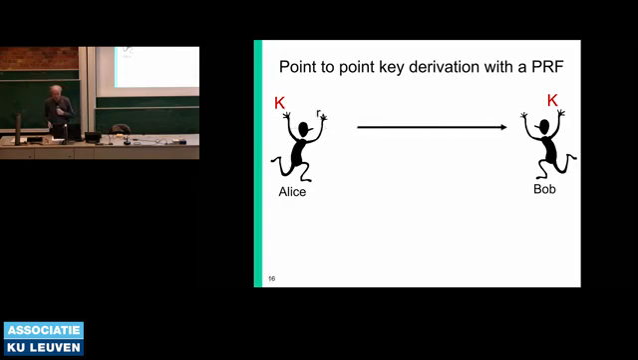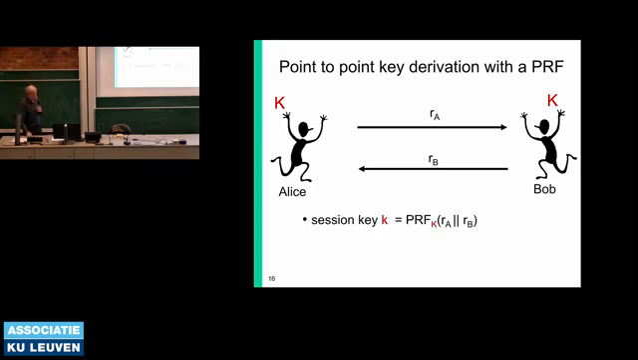Good, so after the break, we'll look at the variant of the protocol. So what happens if Bob can also send RB? And then you compute the key as PRF on the concatenation of RA and RB. That gives you slight improvements. But that we'll discuss after the break. You can think about it during the break if you want to.